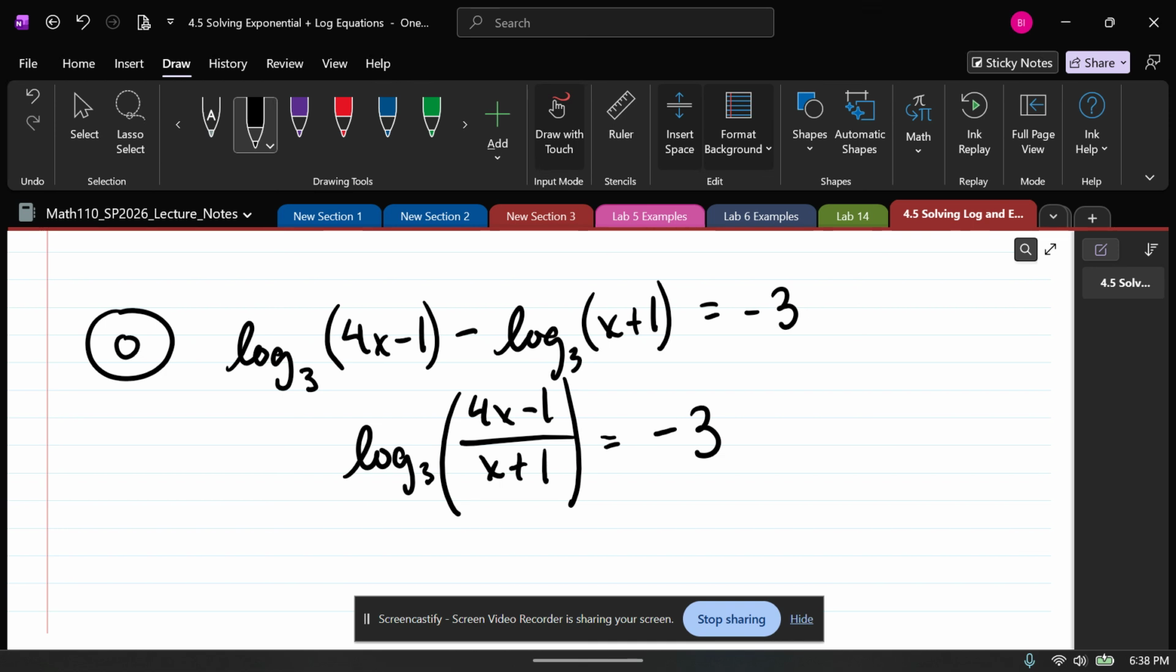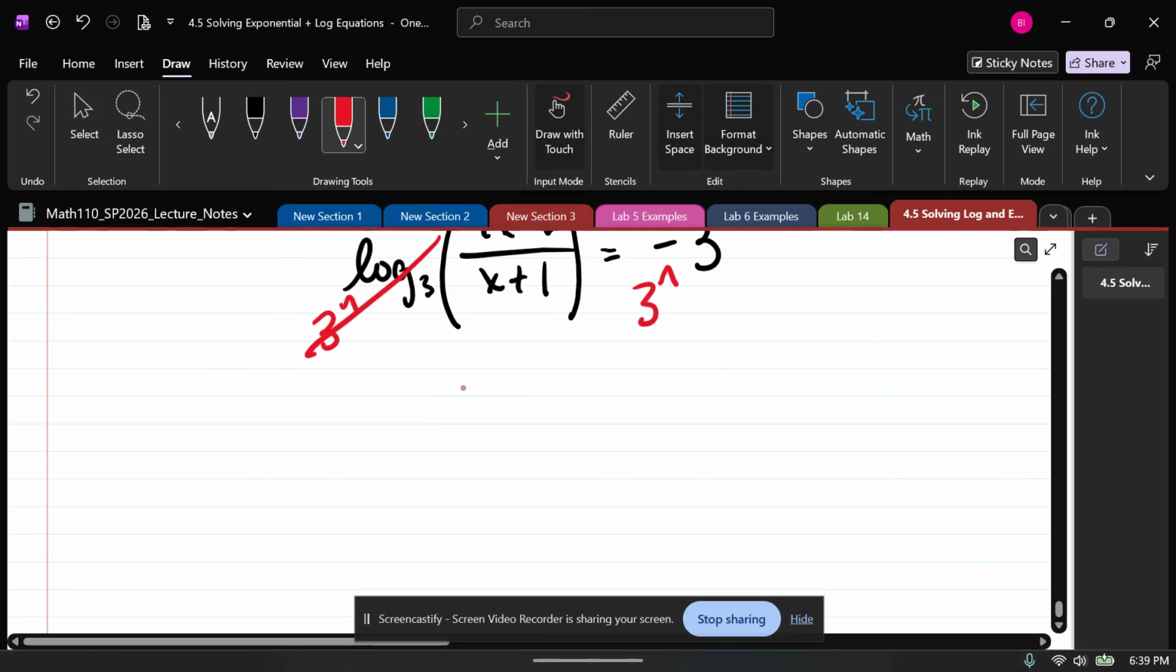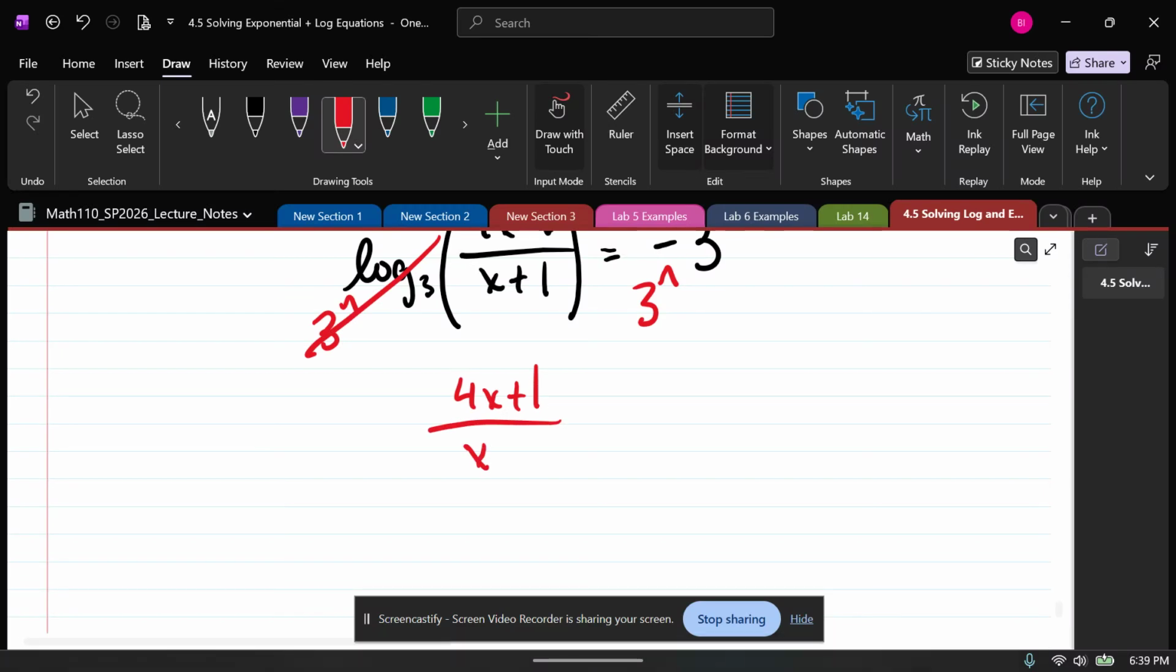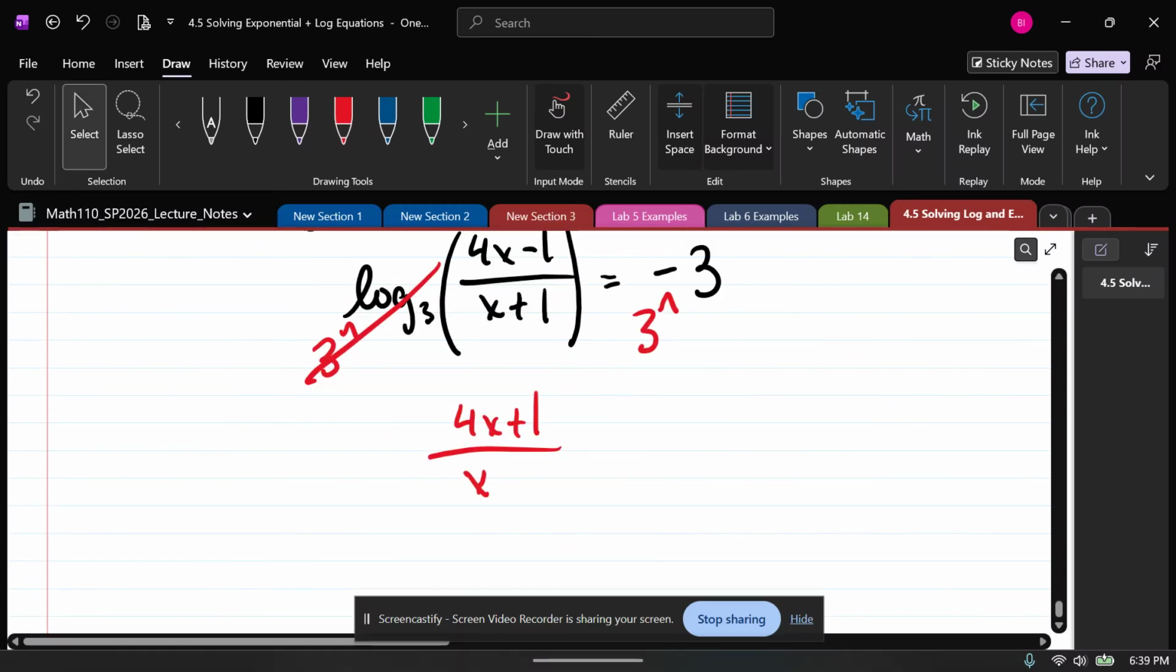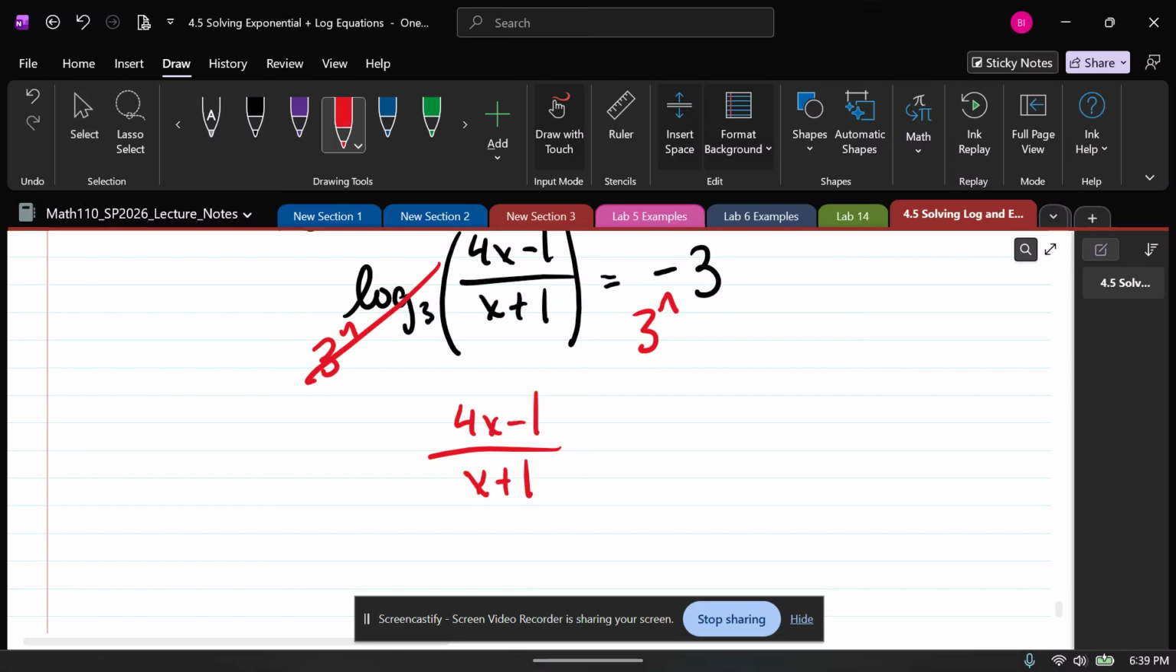Now I'm going to get rid of that logarithm. So I have a base 3. So I'm going to exponentiate with what? 3. On the left-hand side, the log and the base 3 go away. That's good news. So I've got 4x plus 1 over, that ain't right, is it? Minus 1, yeah, the plus 1's on the bottom. 4x minus 1 over x plus 1 on the bottom.